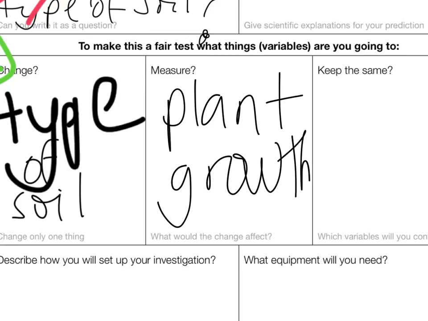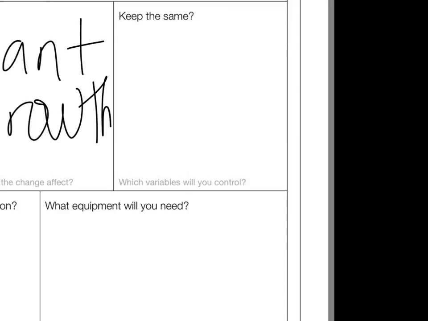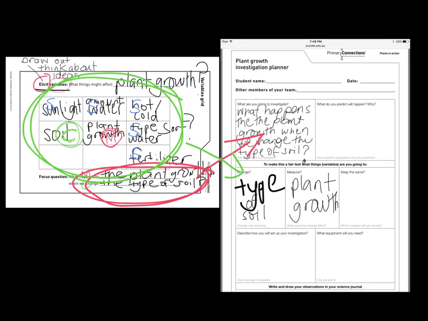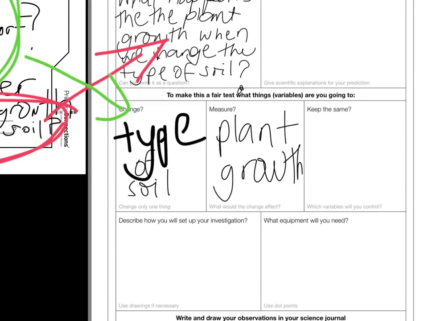Now, keep the same. Let's have a look at that. What are we going to keep the same? If we read the little helper on the bottom, which variables will we control? So we control variables to make sure that our test is fair. I go back to over here and I'll make it smaller. Whoops, not that small. I can see that we are going to keep sunlight, water, temperature, fertiliser, type of water the same. So I will go ahead and dot point those. Oopsies. Silly me. I need to go a little bit bigger. I will go ahead and dot point.